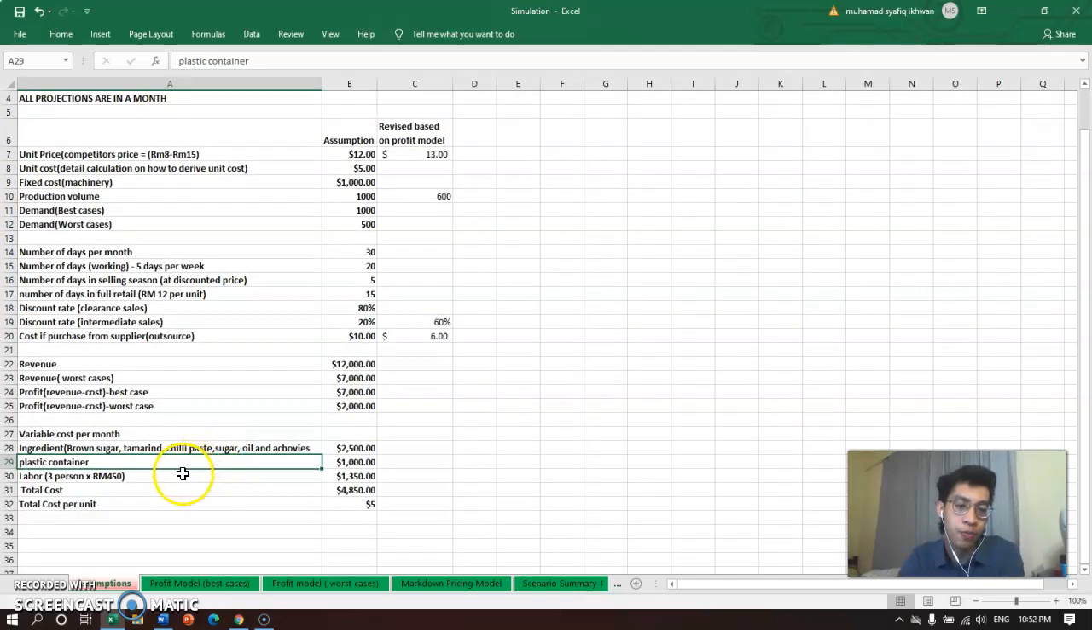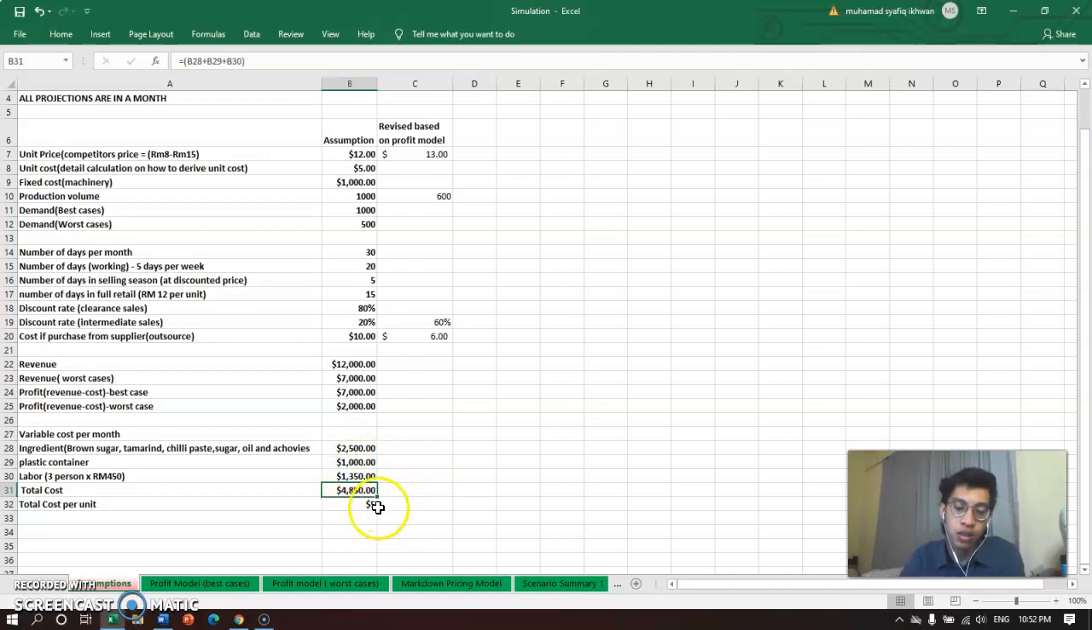Next, we have labor. Of course, I need workers to help produce 1,000 units of sambal ikan bilis per month. I have 3 workers, whom I pay 450 ringgit each. So the total cost I will need to pay for labor is 1,350 ringgit per month. The cost for all of this is 4,850 ringgit per month.